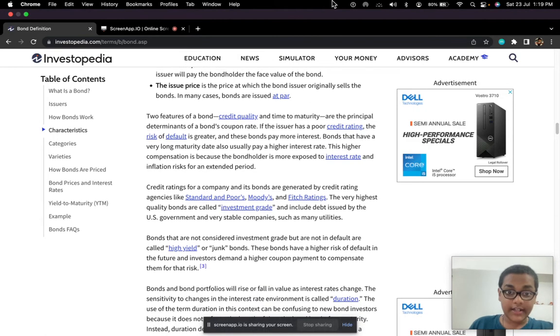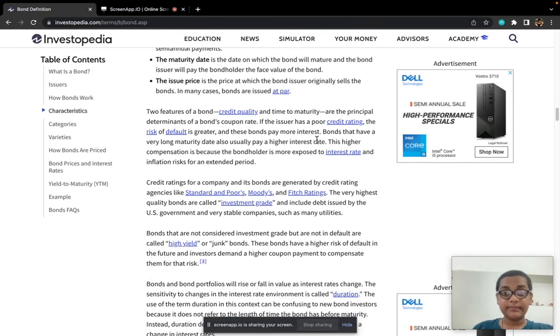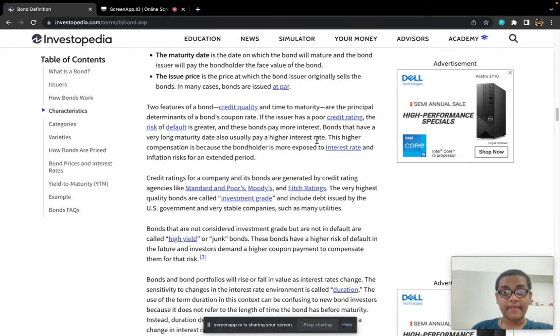The maturity date is the date on which the bond will mature, and the bond issuer will pay the bondholder the face value of the bond. The issue price is the price at which the bond issuer originally sells the bond. In many cases, bonds are issued at par.